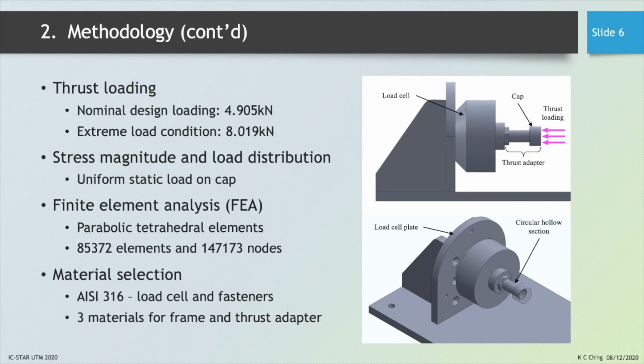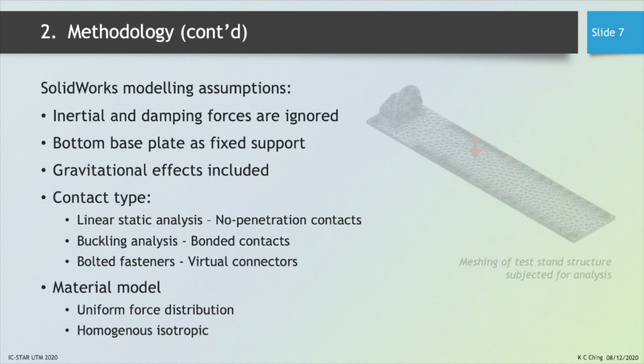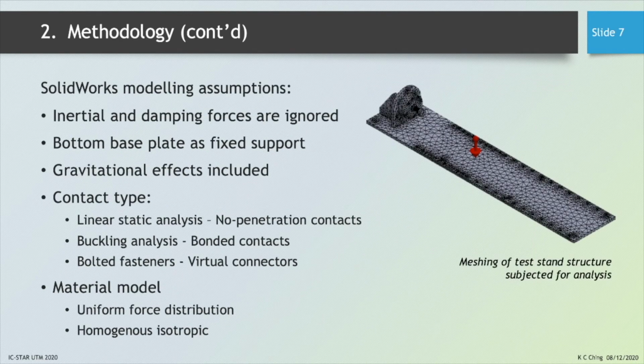Next is the assumption made for the analysis. From here, we can see that the inertia and damping forces are ignored, while the bottom base plate is used as a fixed support, followed by gravitational effects that will be included for the analysis. It is important to take note of the contact type used for different analysis.